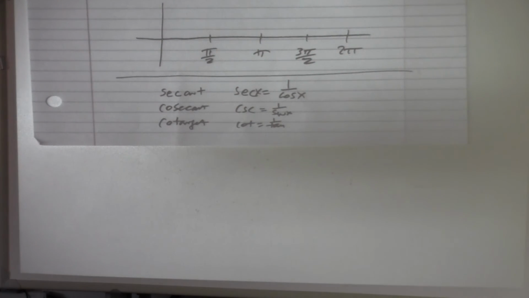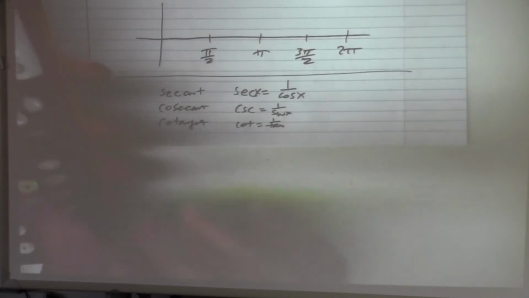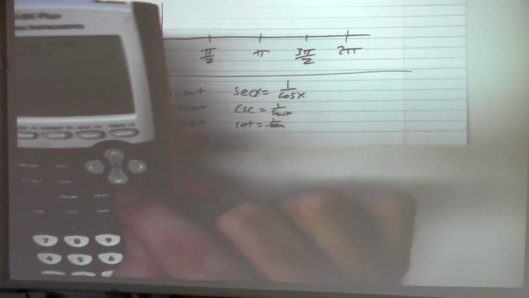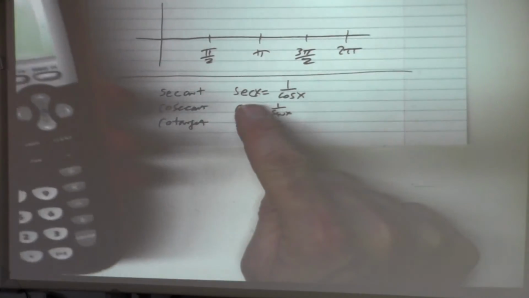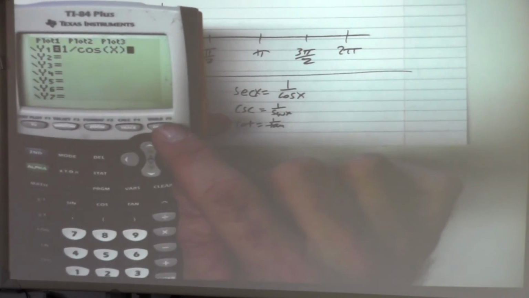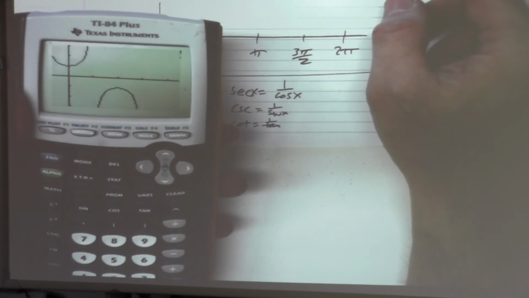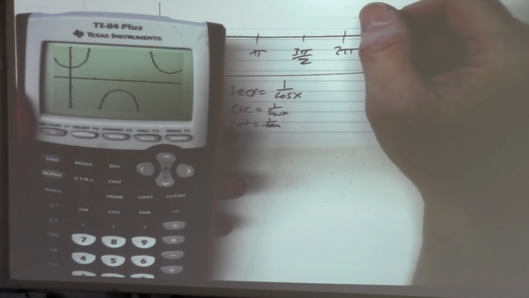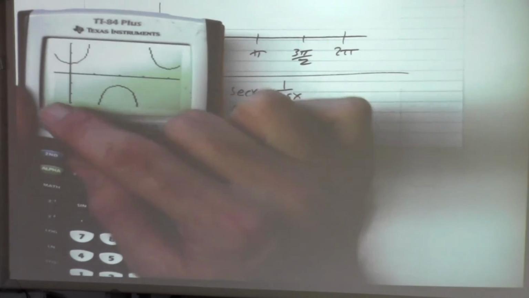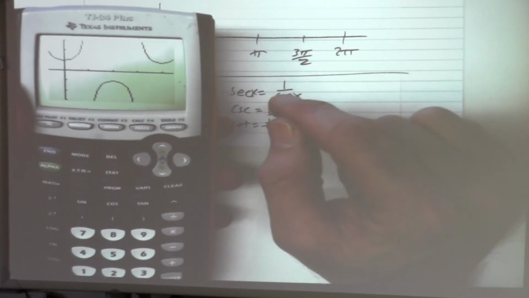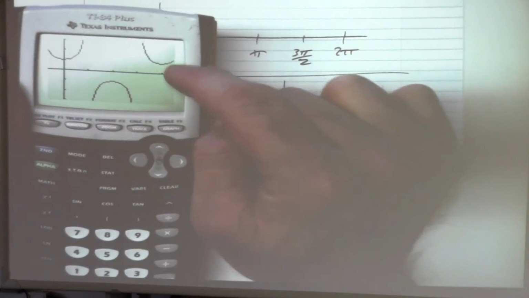So I'm going to do the secant here. First, let's clear that. And since there are no buttons for secant, or no way to put that in there, I'm going to do 1 divided by the cosine of x. And when I graph it, look at what we have. We have parabolas. Well, the reason why those parabolas are there is because the cosine curve is in between.